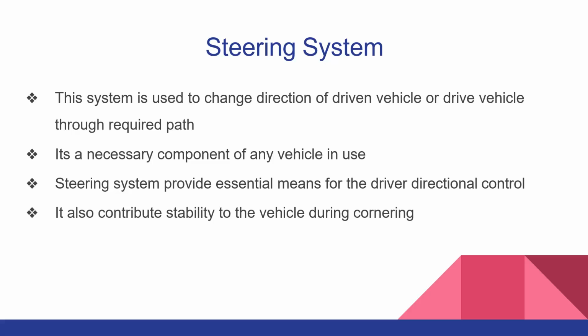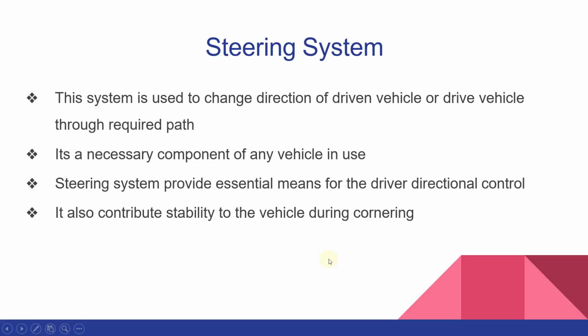And we cannot imagine an automobile without a steering system. In case of two-wheelers, we have the handle, and in case of four-wheelers and other larger automobiles, we have the steering wheel. And it provides a means for controlling the directions of the vehicle.